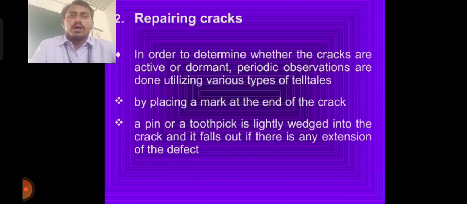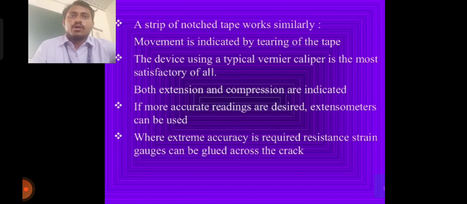A pin or toothpick is lightly wedged into a crack so that it falls out if there is any extension of the defect. Once the marking is done, if there is any extension of the crack, you need to identify it with the help of a pin or a toothpick. A strip of notched tape works similarly. The movement is indicated by tearing of the tape.